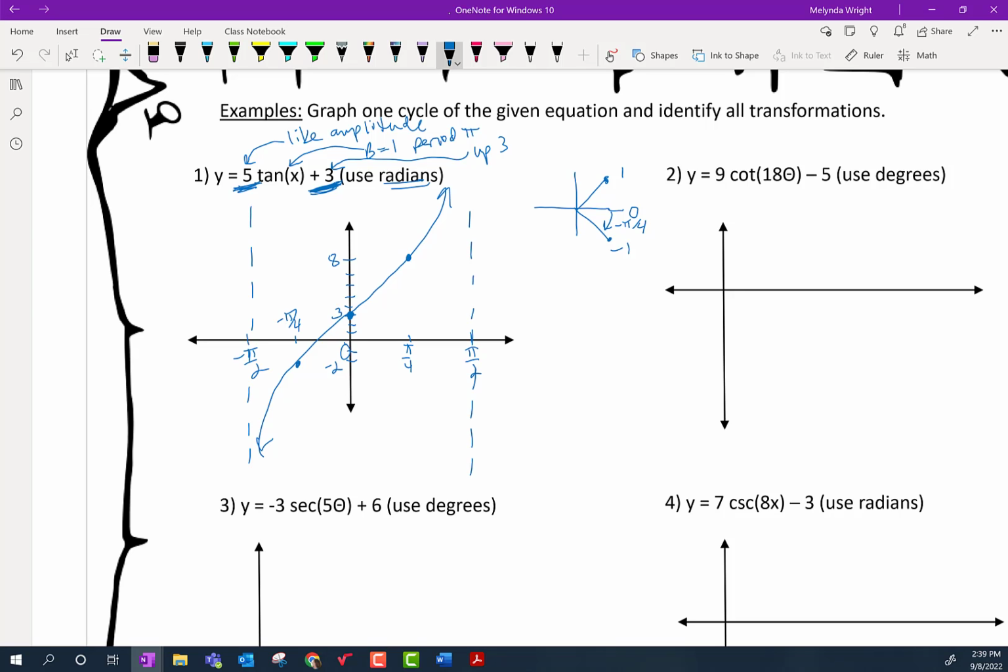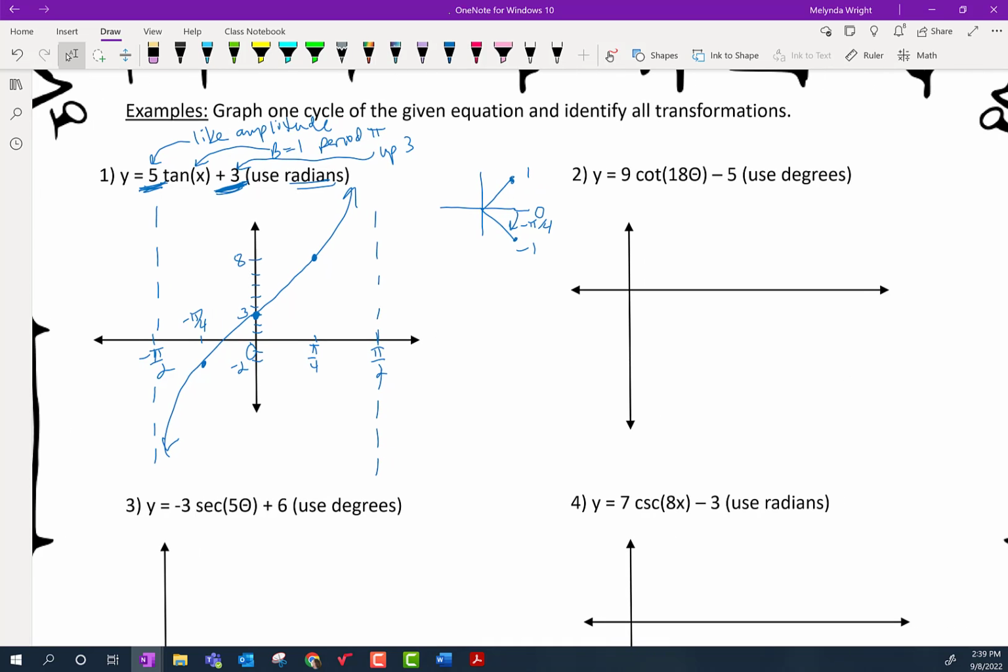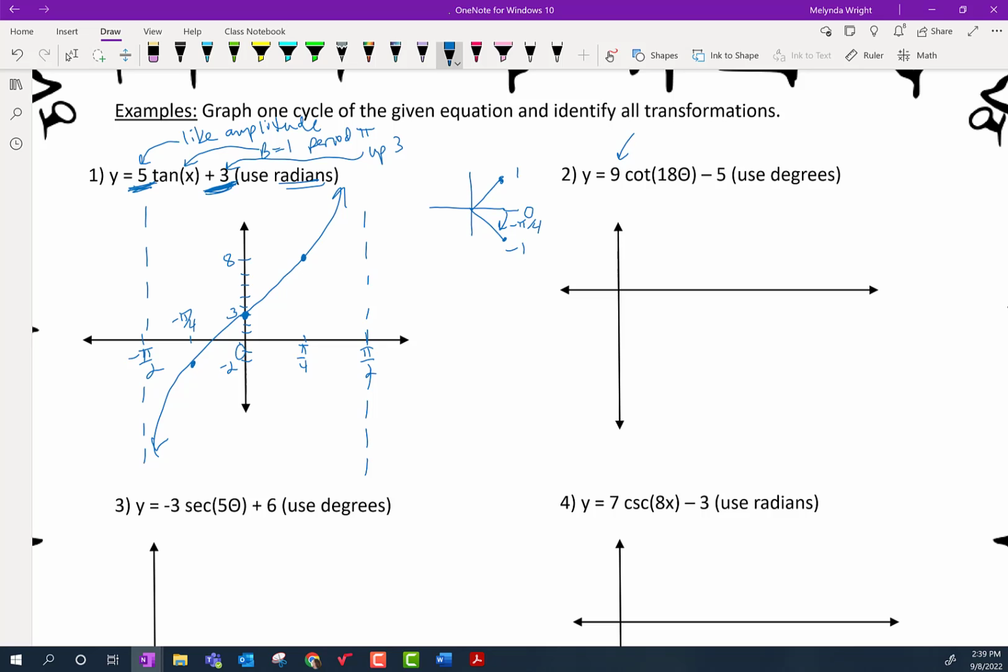Okay, let's look at our cotangent graph. So this number is like amplitude. Okay, this number affects the period, so the period equals, and it's cotangent, and we're using degrees, the period equals 180 degrees over 18, or the period is going to be 10 degrees. And this number is down 5.